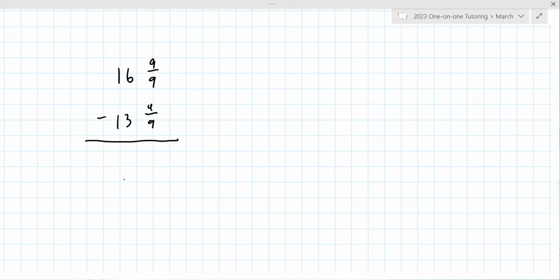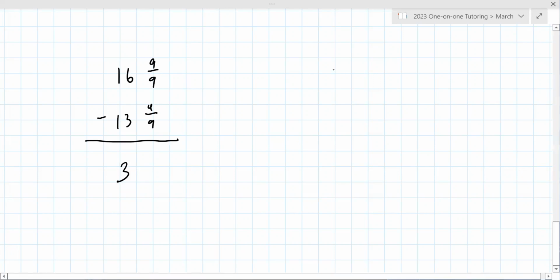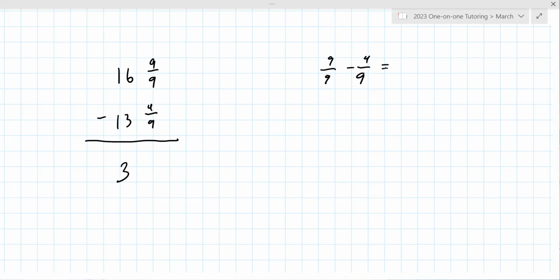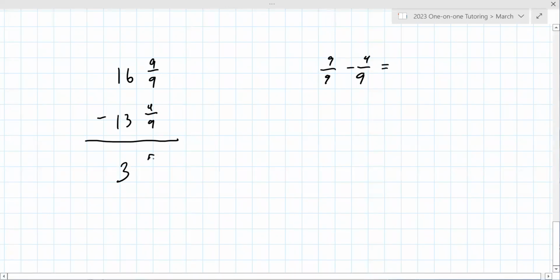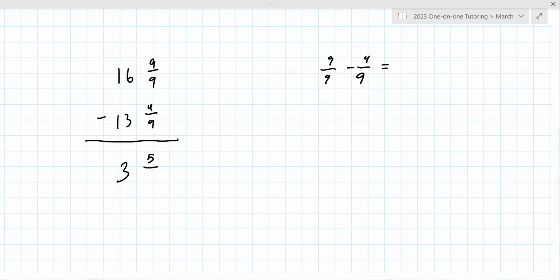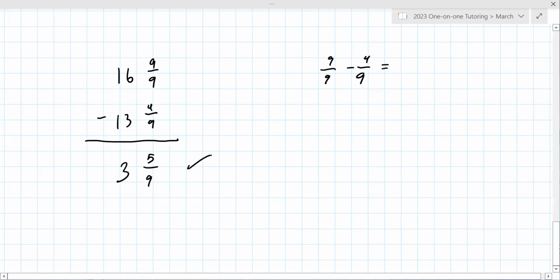16 minus 13 is 3. Yeah. And then after, I would set the 9 over 9 and subtract that. Well, because both nines are the same, we don't have to do LCM. And then I believe we subtract 9 minus 4. So that gives us 5. And then after we can reduce them by 2 or 3. Yeah, good. Okay, all right.